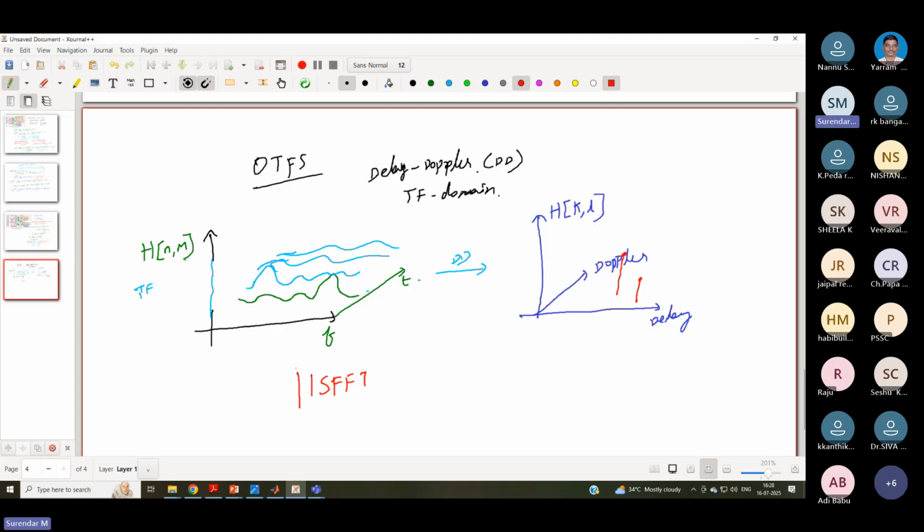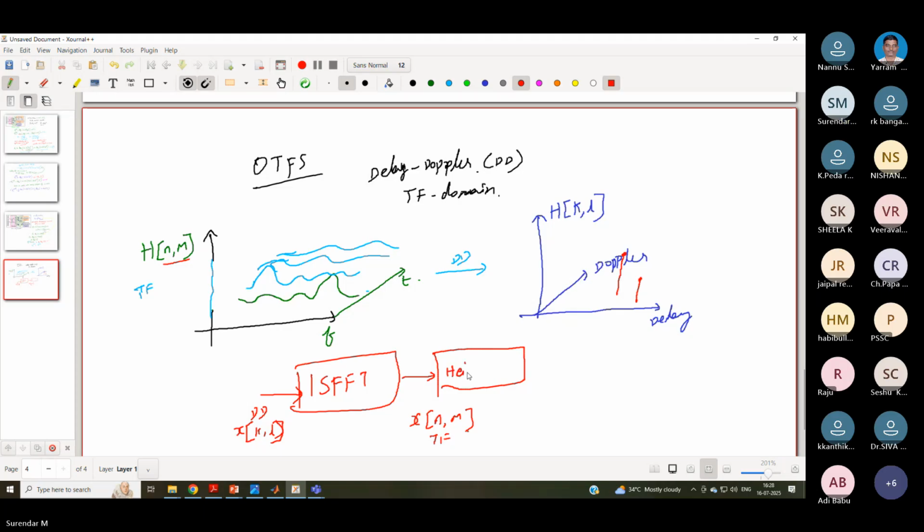So that's why we go for the delay Doppler domain, and this is done by a process called ISFFT, inverse symplectic fast Fourier transform. Here the input is a delay Doppler domain input, and the output is time frequency domain. n comma m corresponds to time frequency, and k comma l corresponds to delay Doppler. Once this is converted to the time frequency domain, it is subjected to the Heisenberg transform, which converts the time frequency to time domain. In this way we convert from one domain to another.